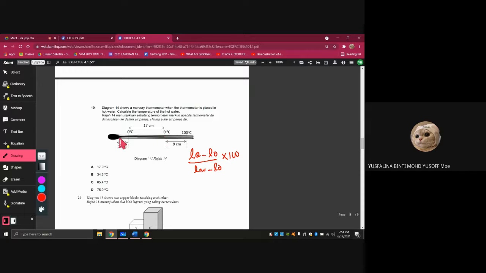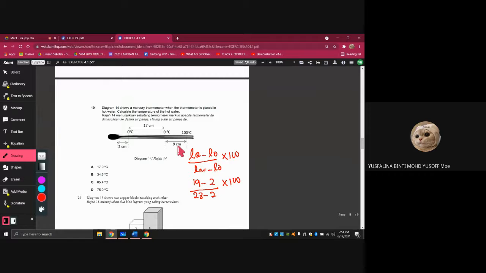So starting from here, 2 plus 17, that is 19. Minus L0, L0 is 2 cm. And then L100 is until here, so 2 plus 17 plus 9. You will get 28. So 28 minus 2, and you times 100.